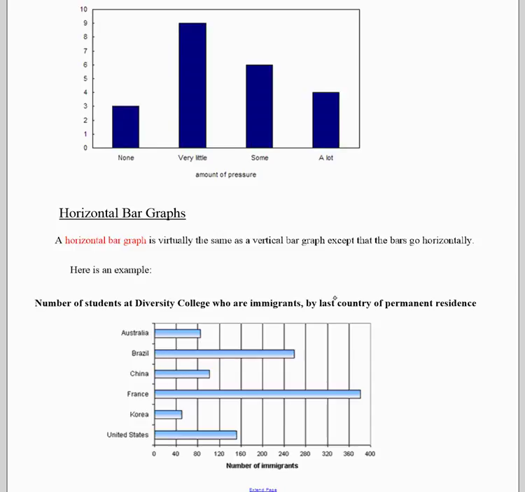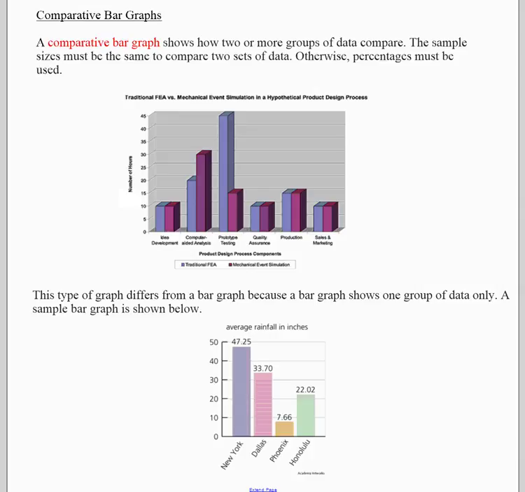Again, we have a title, we have a label with a scale, and we have our countries. Technically speaking, this one's probably missing something. It should have a label for that axis, which would be country. And everything else, again, is nice and neat, uses a ruler, it's professional looking. So that's an example of a horizontal bar graph. Something that might be new to you is a comparative bar graph.